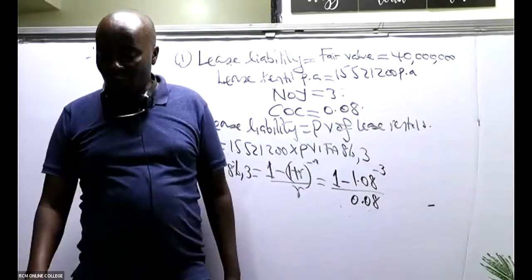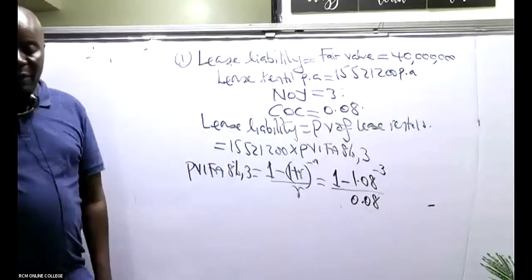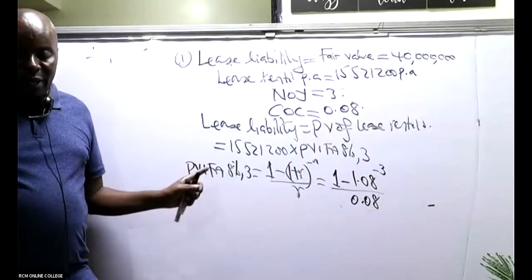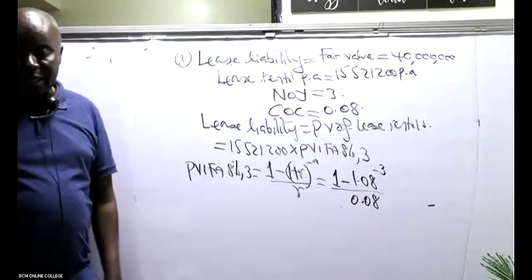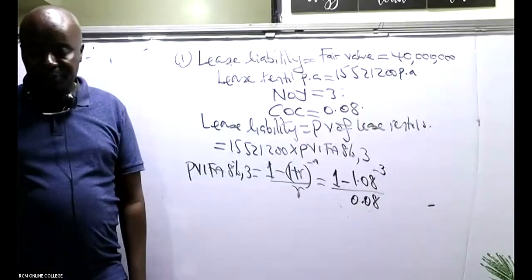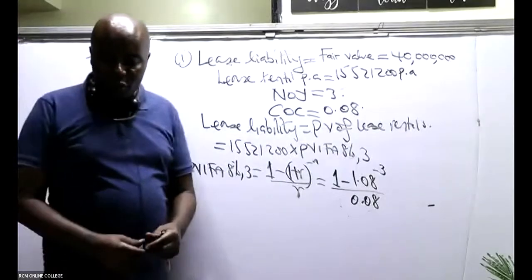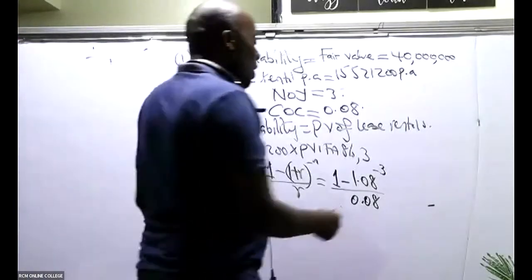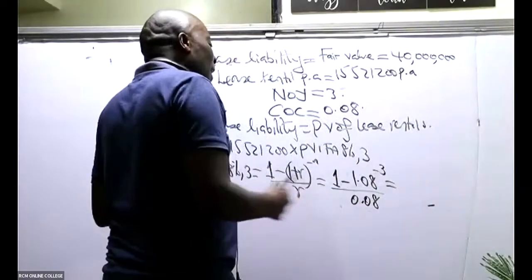So is there somebody who is able to give us this answer for the present value interest factor of an annuity? Remember, this figure is an annuity because it's a per annum figure. So somebody who is able to give me this PVIFA.